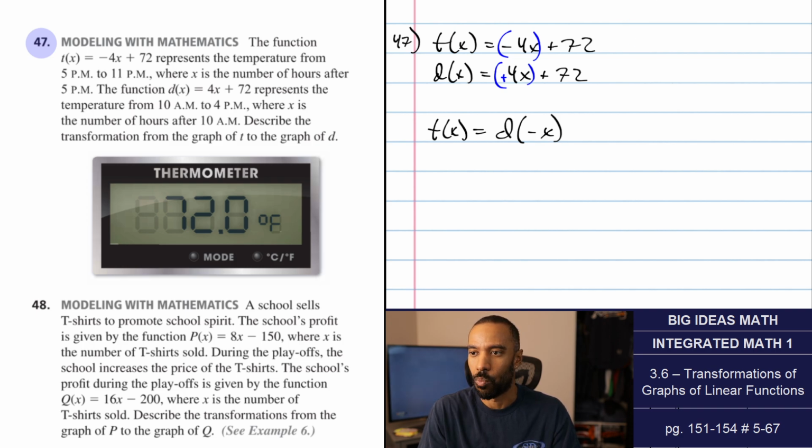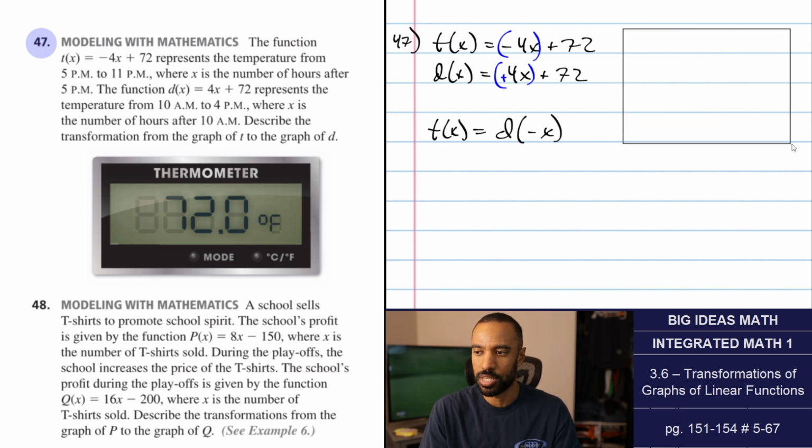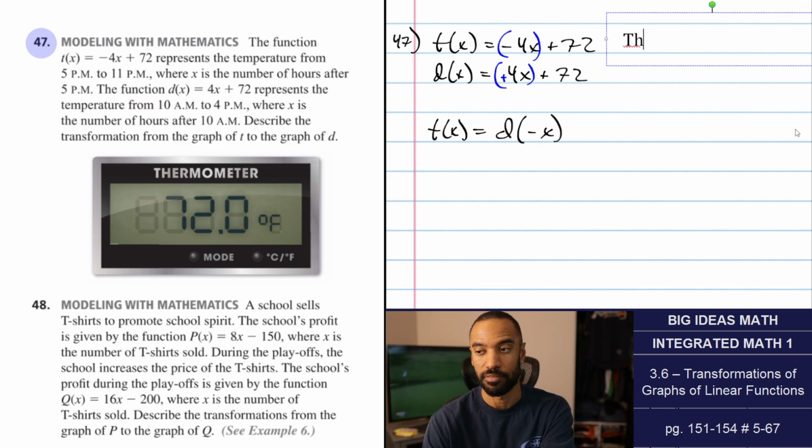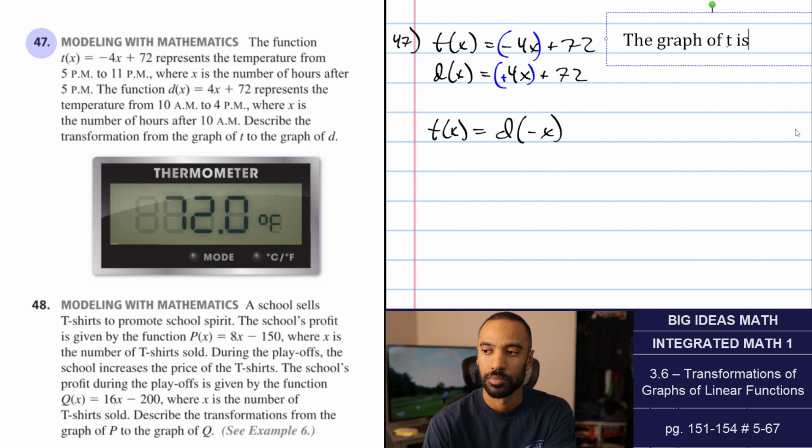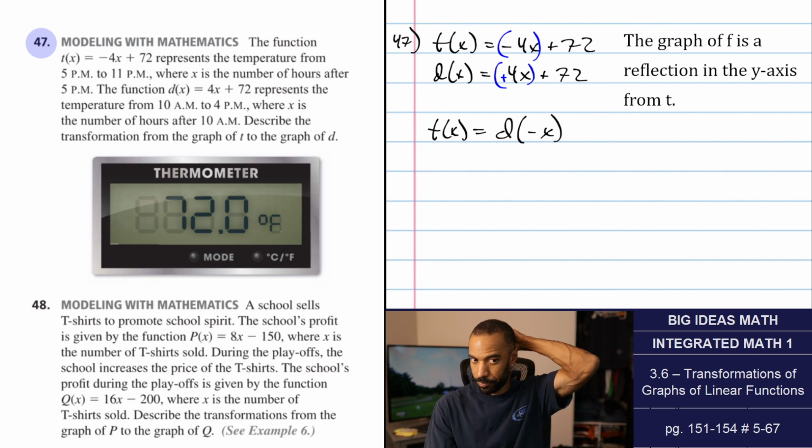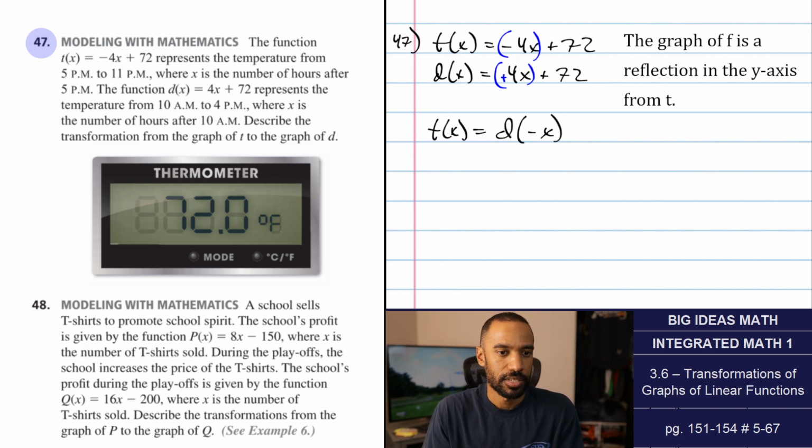It's a reflection in the y-axis. The graph of t is a reflection in the y-axis. That doesn't change the 72. Oh, the graph of d. Or from t. Okay.